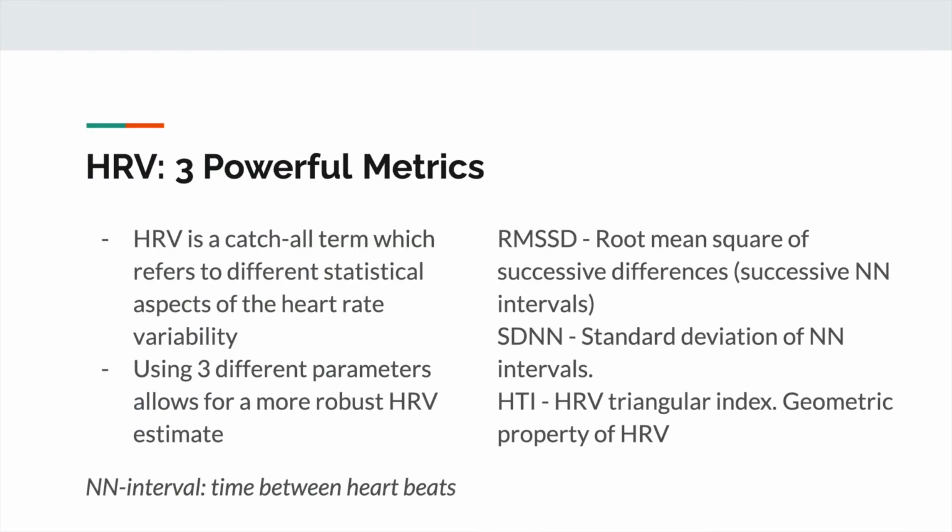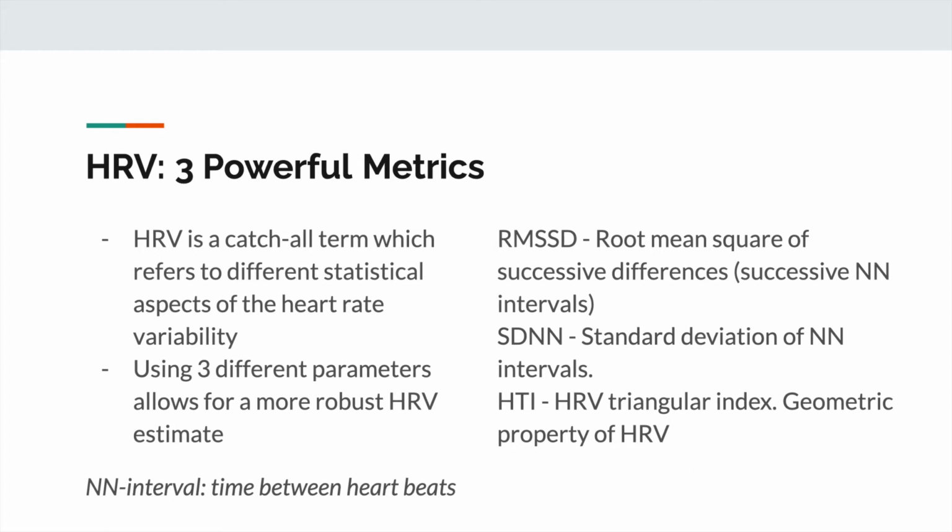Heart rate variability is really a catch-all term which refers to a variety of aspects in the variation in your heartbeats. For our project, 3 metrics were chosen to give a more robust picture of the true HRV value: the RMSSD, the SDNN, and the HTI.